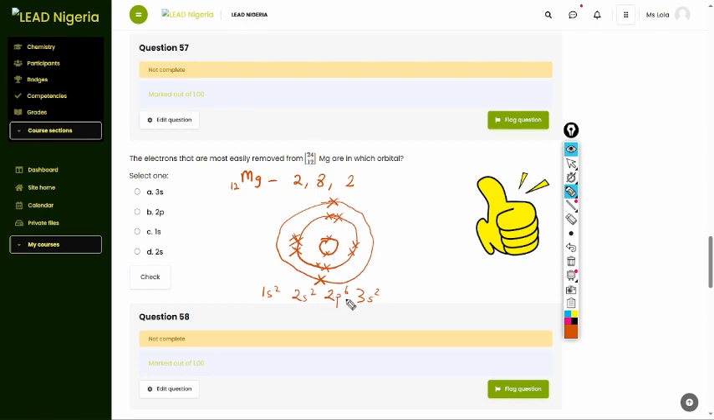So the electron that can be easily knocked out or removed from this orbital is the one in the last shell, because the attraction between the nucleus and these last electrons in the last shell is not as strong as those in the second shell. Those in the second shell are more strongly attracted to the nucleus than the last shell. So it will take lesser energy to remove the electrons from the third shell than it will for the second shell. So it means that the electrons that can be easily removed are found in the 3s orbital. So the correct answer is A.